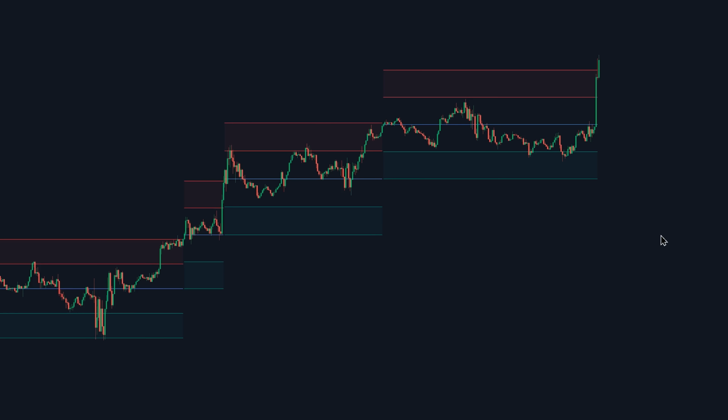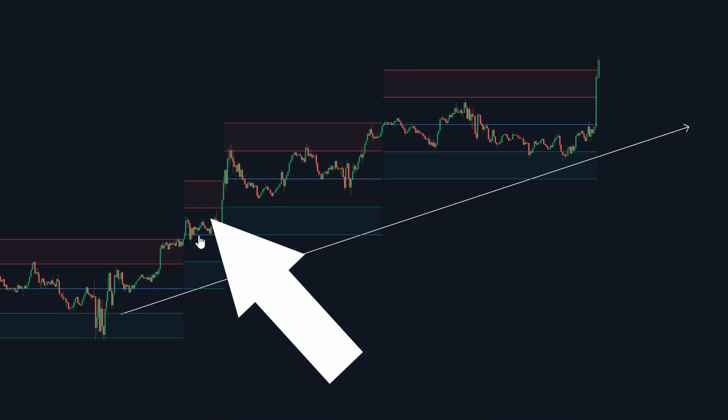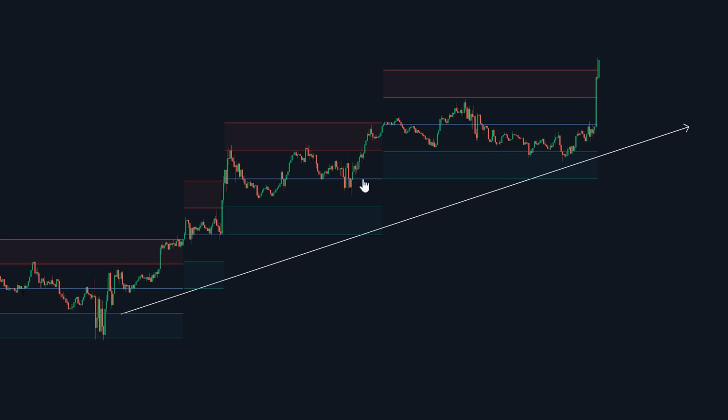To identify a pullback, you first need to establish that the market is trending. But how are we gonna identify the trends of the market, you may be thinking? Well, we just need to ensure that this central line keeps rising higher and higher with every new range.